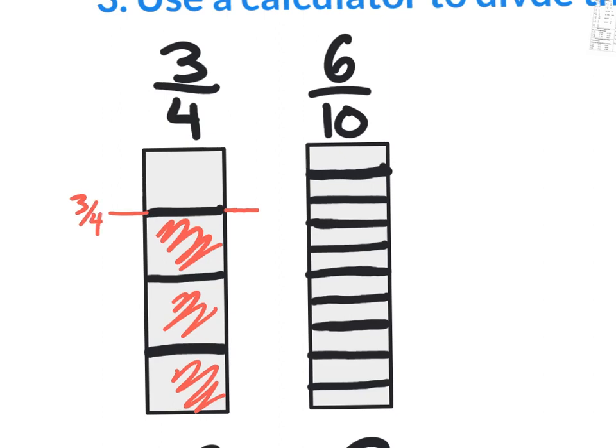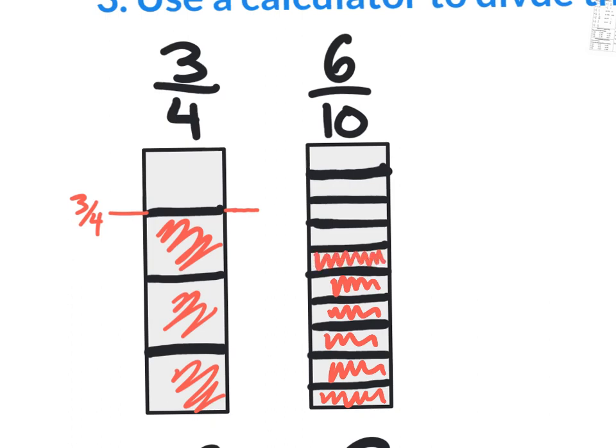Okay. Now let's compare 3/4 with 6/10. So we already said that the bottom number tells you how many pieces to chop it up into. We already did that, 10 pieces. I need to shade in 6 of those. So when I shade in 6, we have 1, 2, 3, 4, 5. 5 out of 10 is halfway. 6 is a little bit more than halfway.